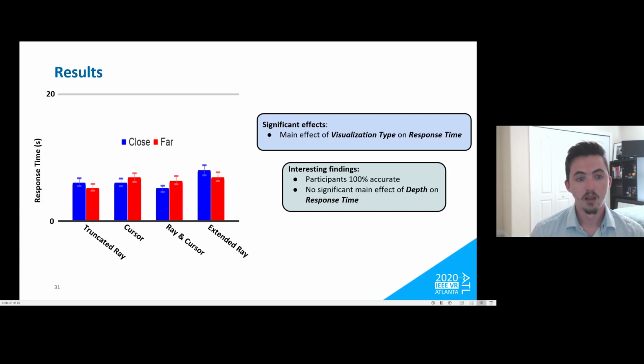So on the left here, we can see the graph of the response times broken down into the different visualization modes and the different distances at which the target could be displayed. And for this, we see that the ray and cursor offered the best performance when that target was up close. And actually, the truncated ray offered the best performance when the target was further away, although the difference between them was not significant.